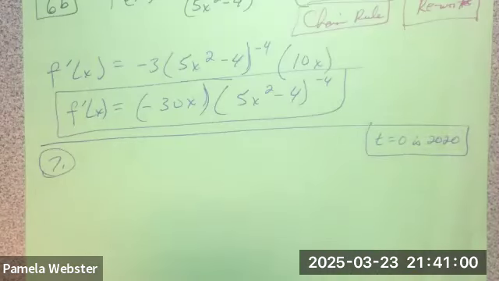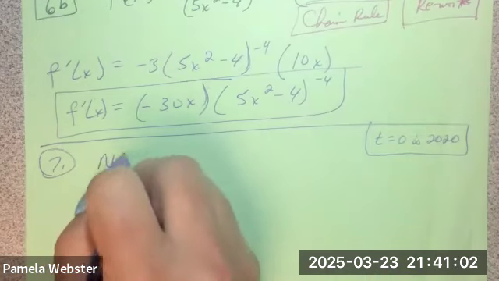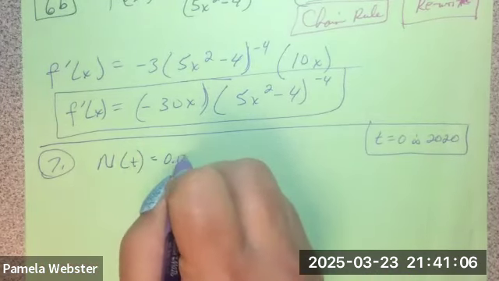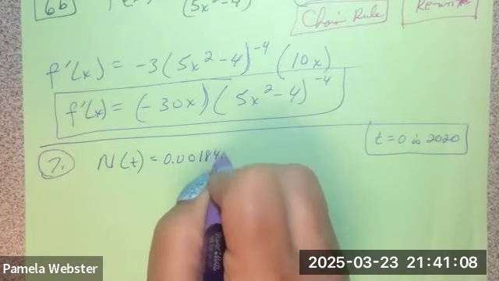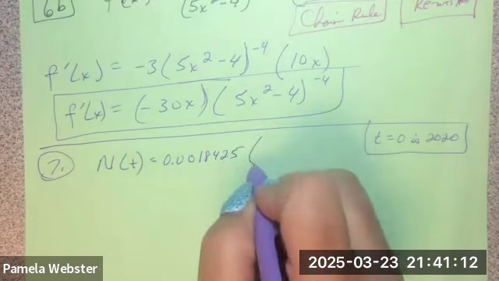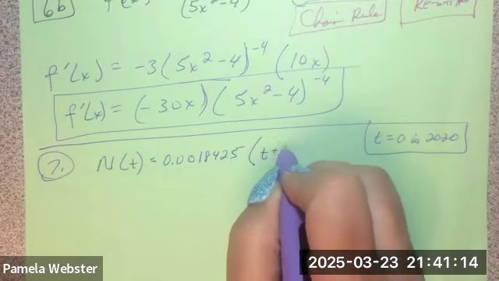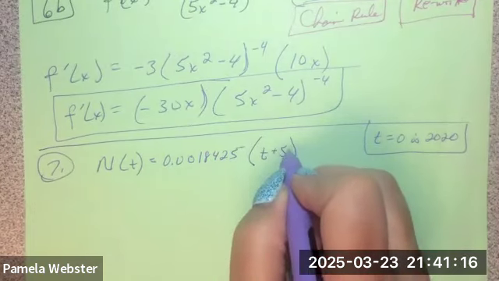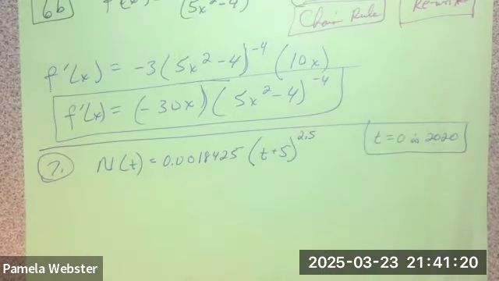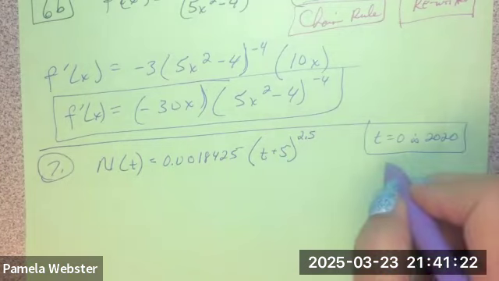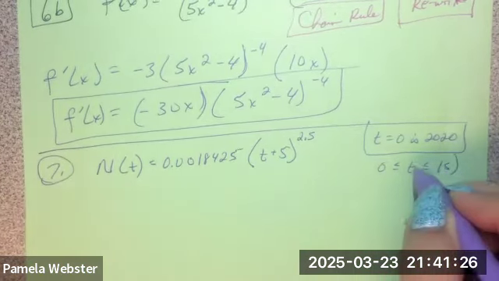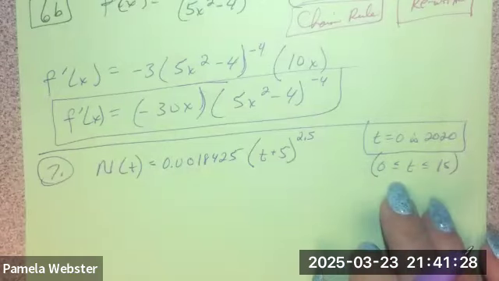That particular function is given by N of t, capital N of t, equals 0.0018425, big long nasty decimal, times t plus 5 raised to the 2.5. Okay. And then it says 0 is less than or equal to t is less than or equal to 15. Okay. Let's talk about that.